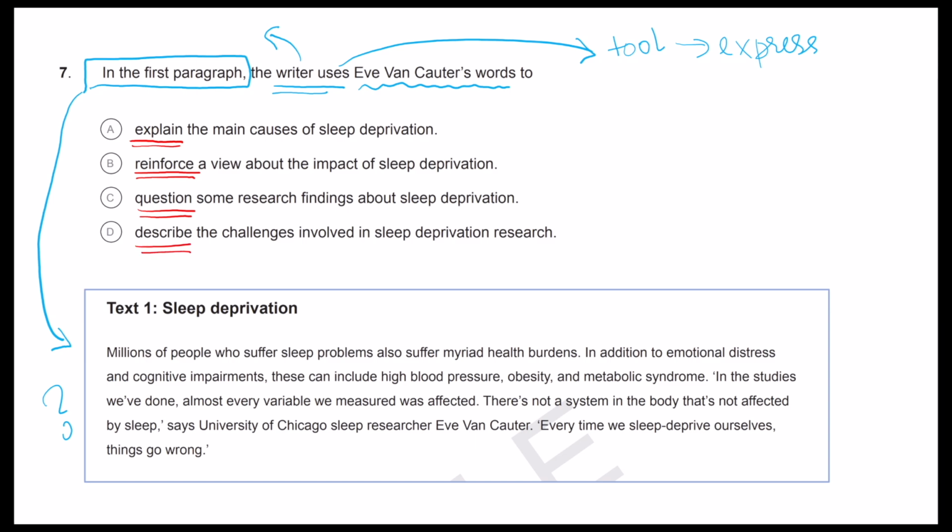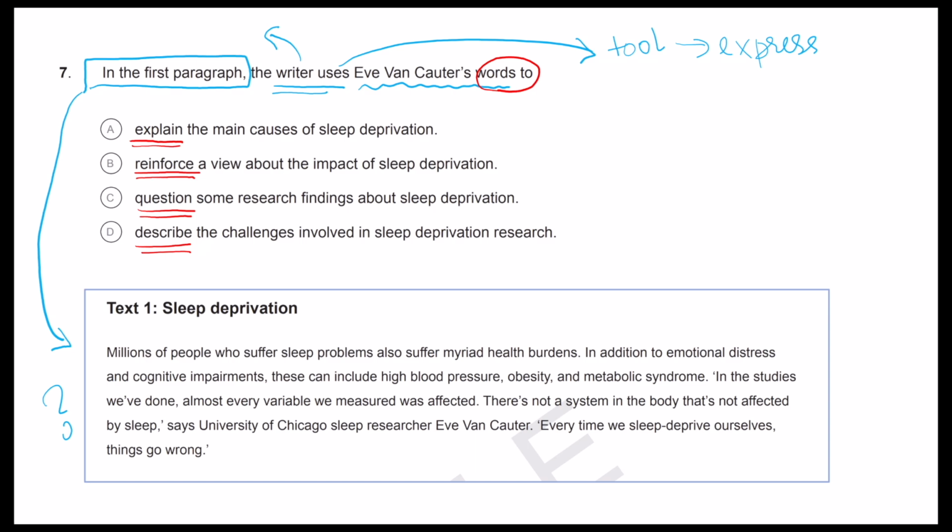Now these verbs are completely different ones. They don't mean the same. So the words of Eve Van Cotter have one of these roles. It's either used to explain something, it's used to reinforce something, it's used to question something, or it's used to describe something. Right? So explain what?